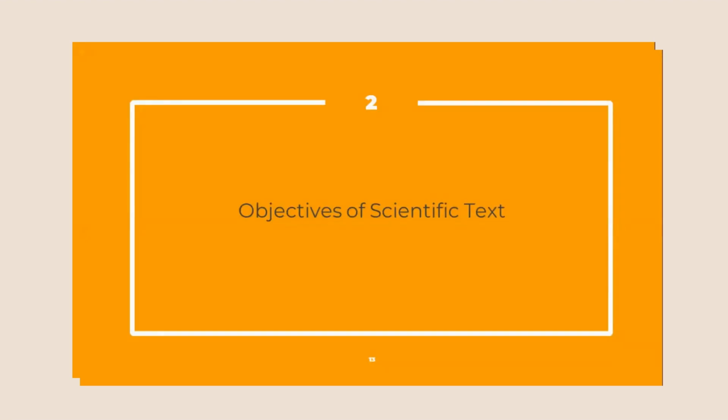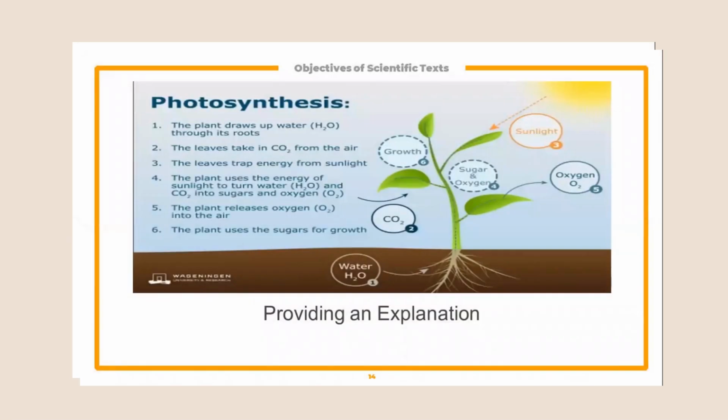Objectives of scientific text. First, providing an explanation. Picture reading a science lesson in your textbook on photosynthesis. As you read, the author informs you about how plants use sunlight, water, and carbon dioxide to make food for themselves. The paragraphs are filled with details, including new vocabulary words and diagrams, further illustrating how the process works.